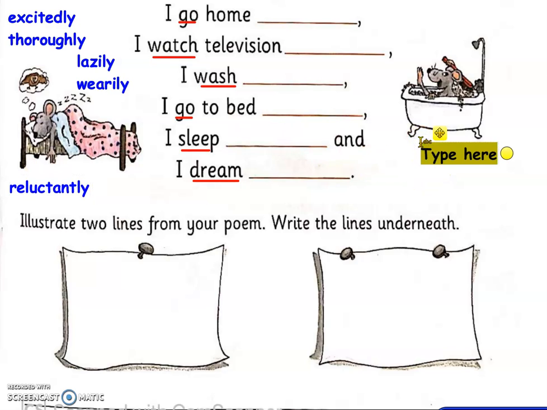If you sleep well, you can say I sleep well. I sleep happily. I sleep quietly. I sleep soundly. So nice and soundly means you sleep really, really well without disturbance.